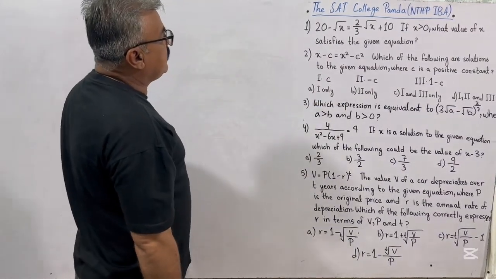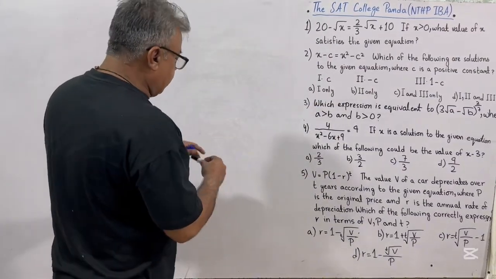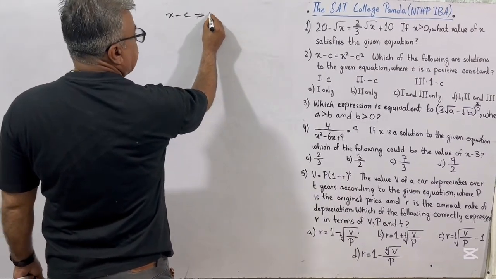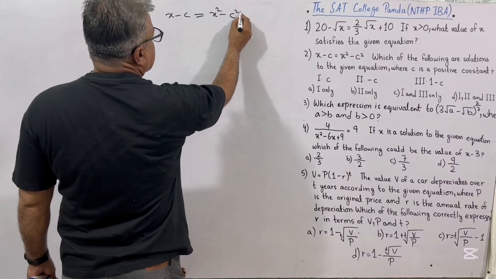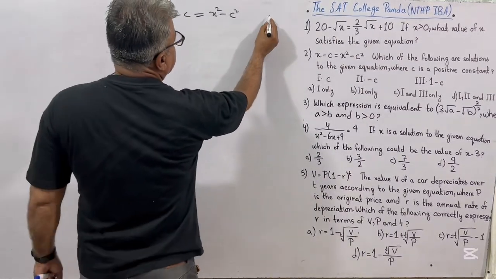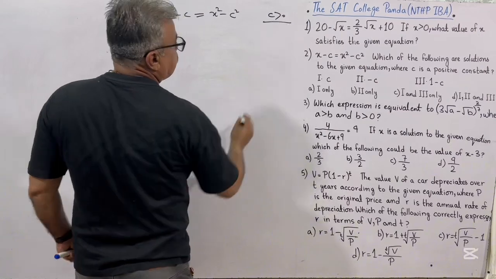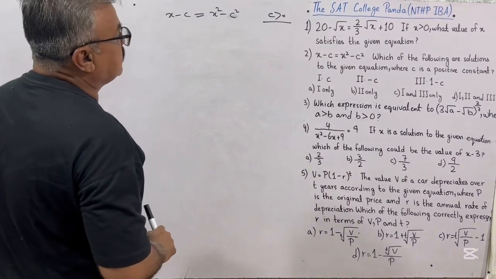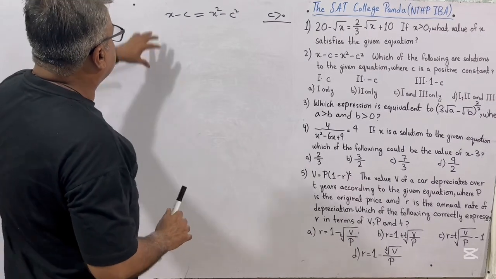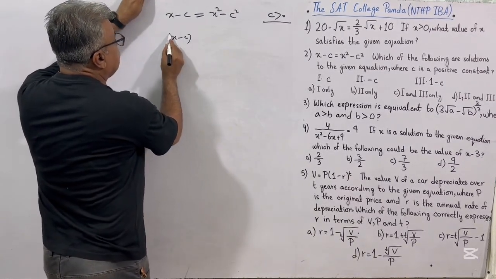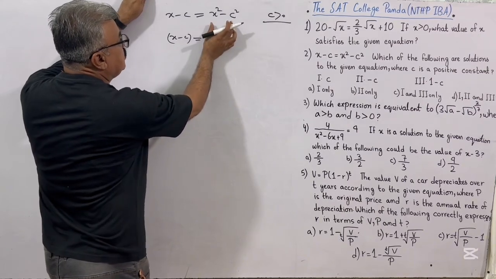A good equation. Question number next: the difference of x and c is equal to the difference of x square and c square, where c is greater than 0. Which one are the options? c, minus c, 1 minus c, or all of these? Look at this. Inspect the situation. It's really very easy.